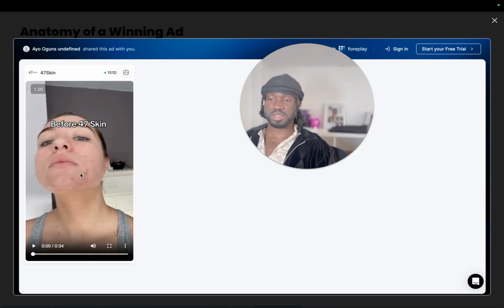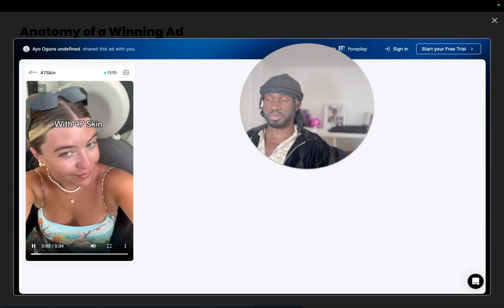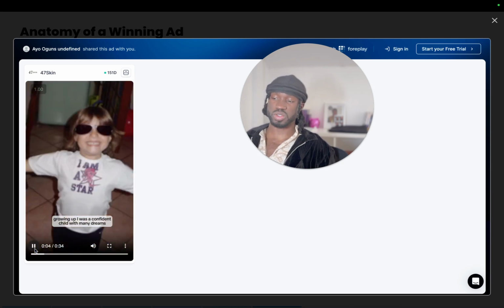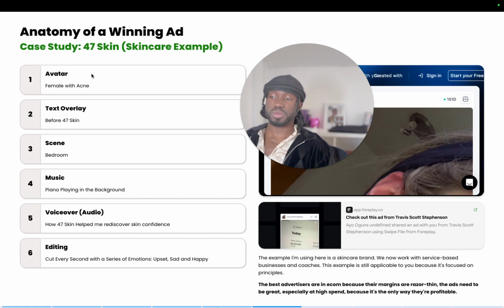Now, this is a really good one. "How 47 Skin helped me rediscover skin confidence." 4 seconds, and then it goes, "Growing up, I was..." Right. Amazing ad. Okay, right. Now they apply all of these things incredibly.